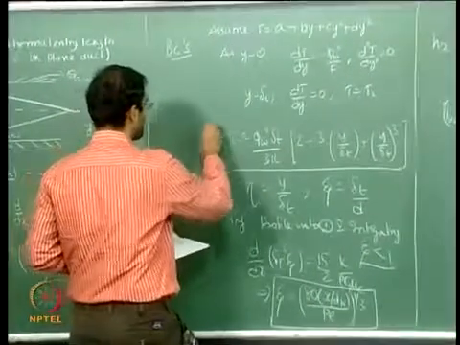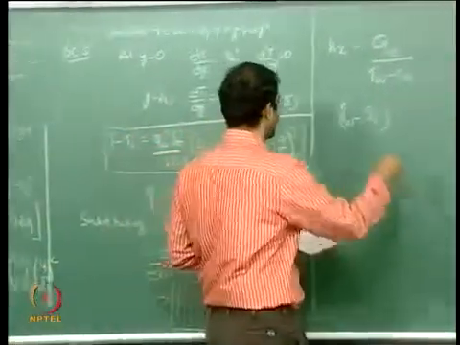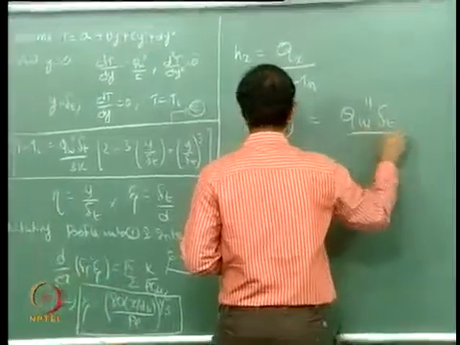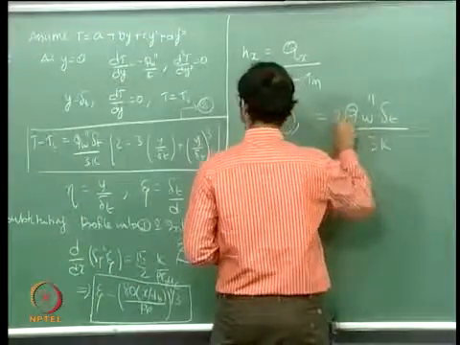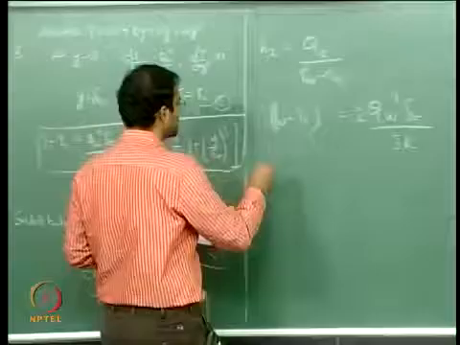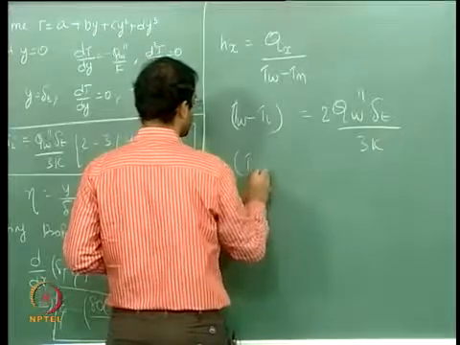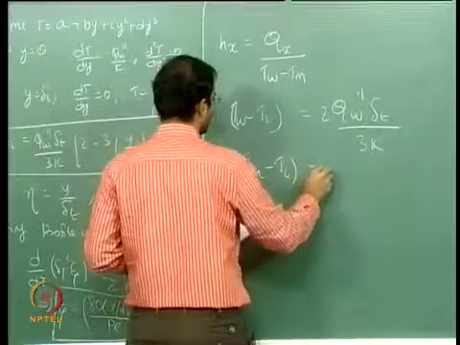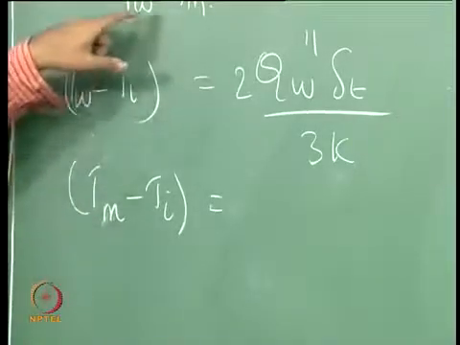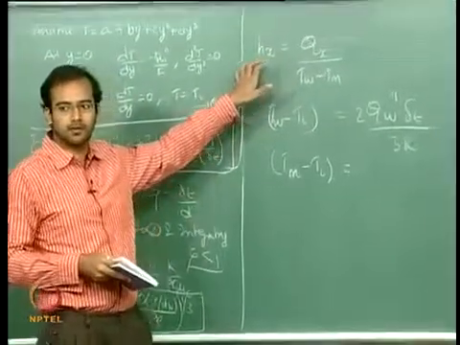This is our profile, let me call this equation number 2. So T wall minus Ti here is at y equal to 0, and we also need to know what is my T mean minus Ti. Once I know T wall minus Ti and T mean minus Ti, I take the difference, I get T wall minus Tm, and that will give me the final expression for the heat transfer coefficient.